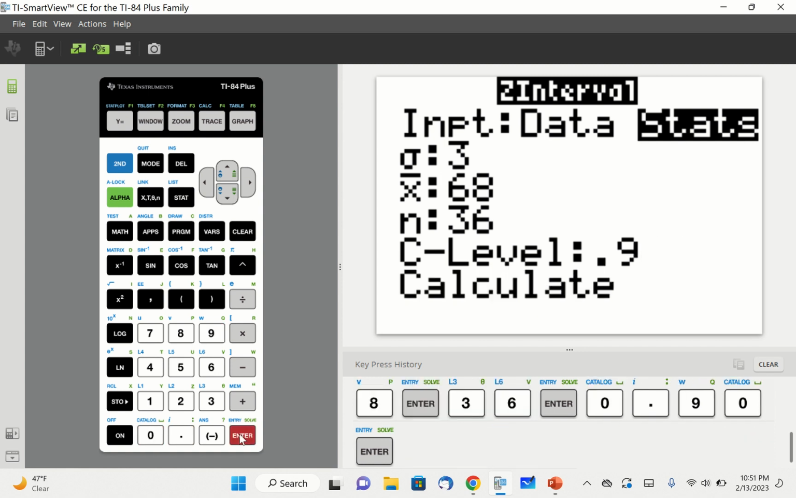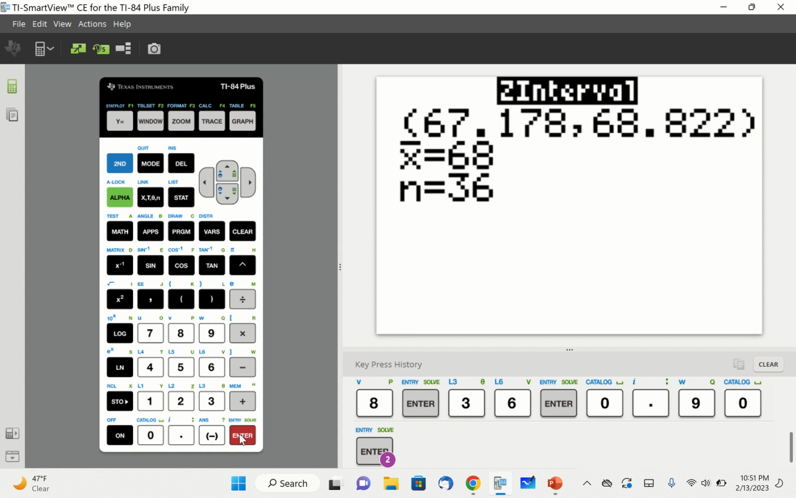Come down to calculate, hit enter, and on top it will give you the confidence interval, the Z interval, which is 67.178 to 68.822 for the given sample mean and sample size. So that's how you find confidence interval for one population mean with population standard deviation known.